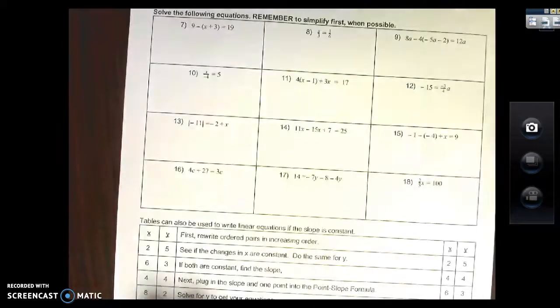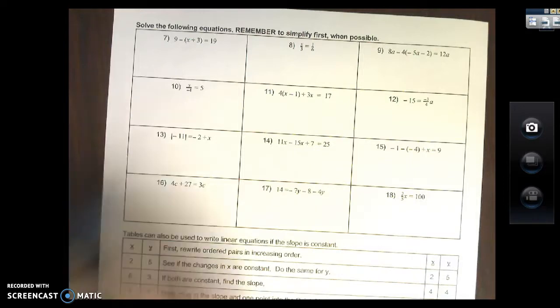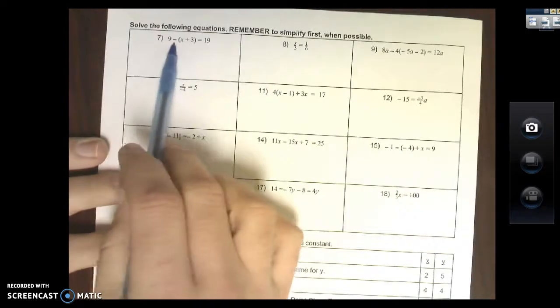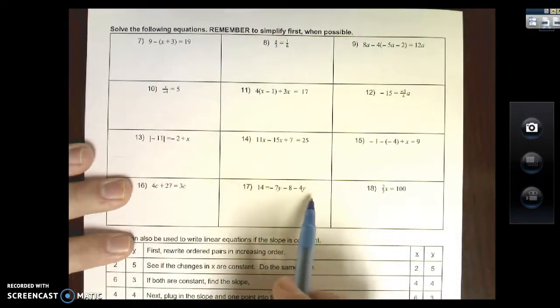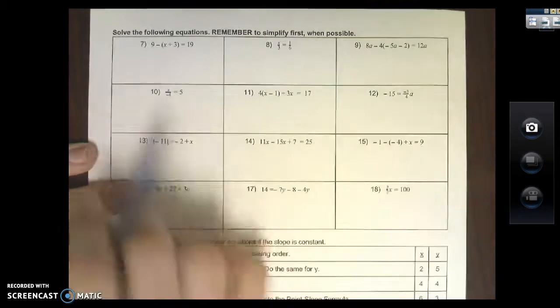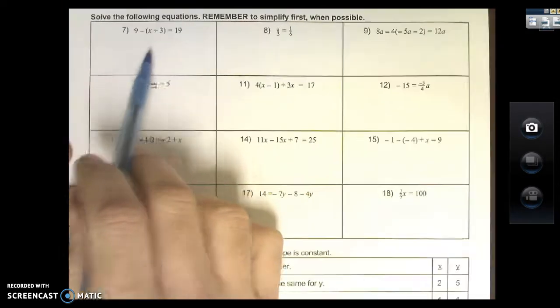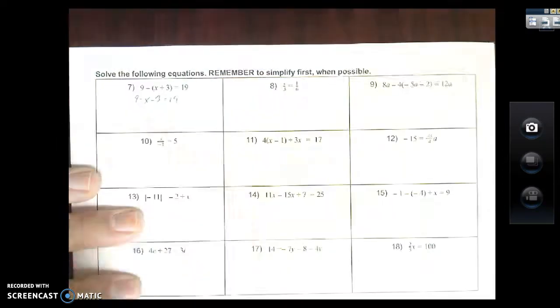As mentioned, I'm going to jump around. I'm going to do a few here and there. I'll try and hit one of each type, and then you may try out the ones that we have not hit. So number 7, let's see if I can zoom in just a little bit. Okay, so 9 minus the quantity x plus 3 equals 19. Now I can distribute that minus sign in. So 9 minus x minus 3 equals 19.